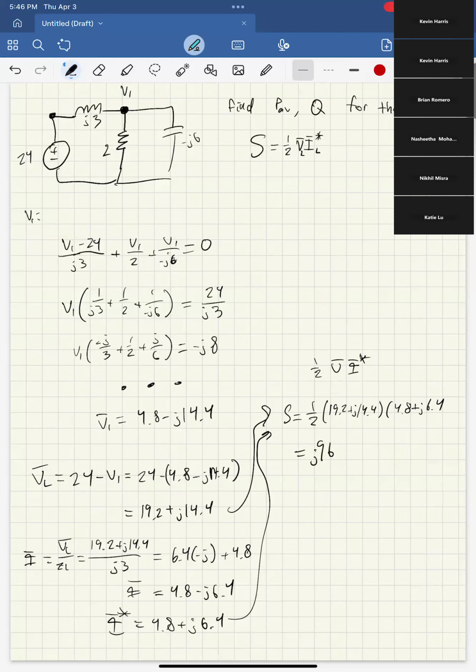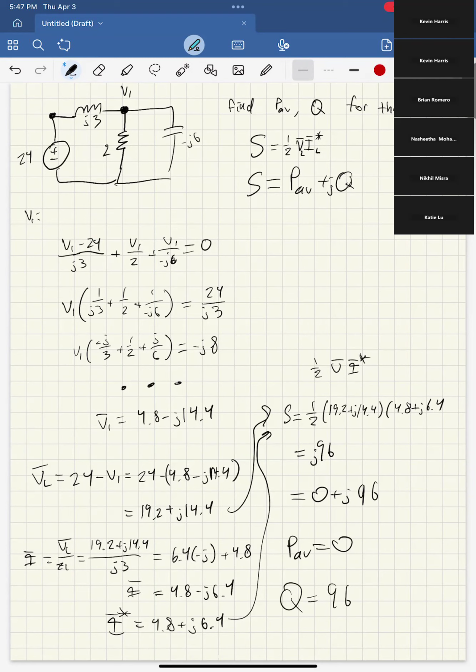We get j96. And so now you may be thinking, how do I take this and convert it into the average power? Remember, S is also equal, this is what someone asked in the chat earlier, to average power plus jQ. The average power is the real part, the Q is the imaginary part. So here, you can also write this as 0 plus j96. So then we have that the average power equals 0 and Q equals 96.